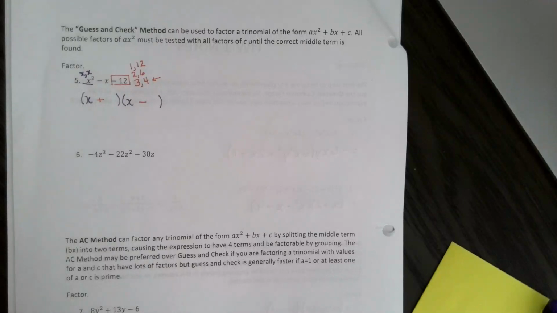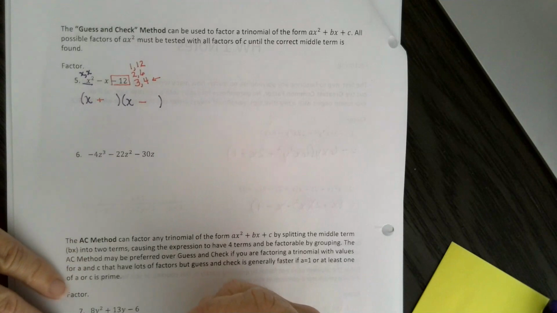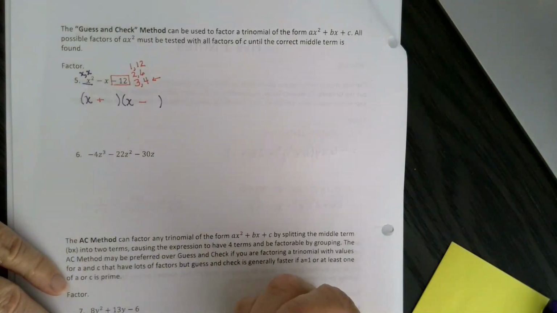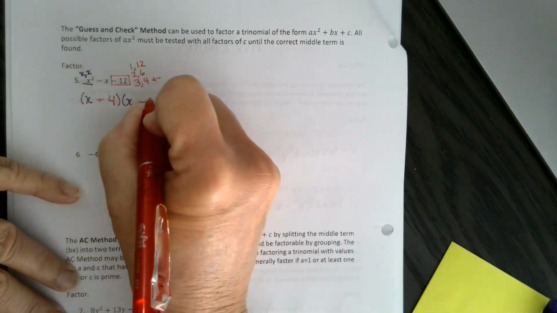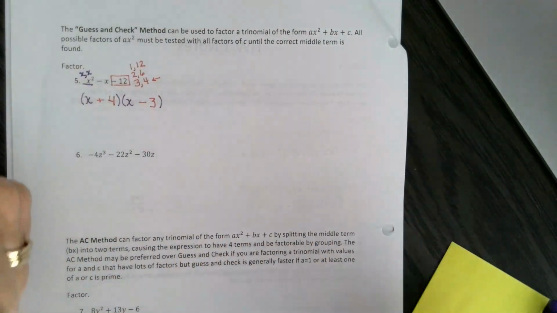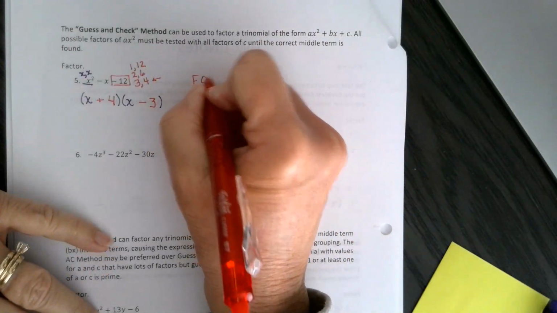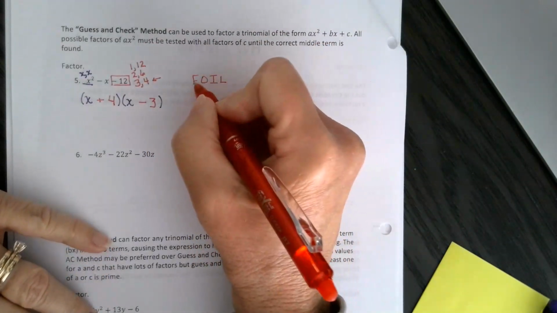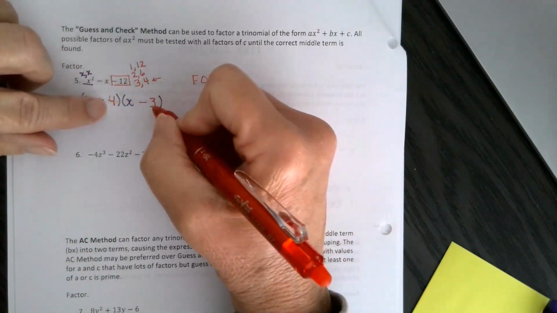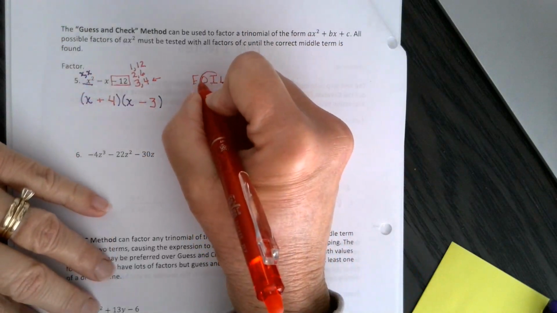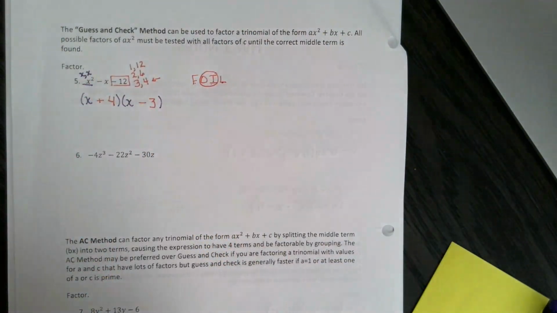But the reason it's called guess and check is you try something, then you check it with FOIL to get that middle term, and if it doesn't work, then you try something else or you guess something else. Now I'm going to do this wrong, okay? I'm going to put the 4 here and the 3 here. Now when I check using FOIL, I shouldn't have to check the first and the last, because the first came from here and the last things are going to give us negative 12. So the only thing I'm worried about is the OI part, the outsides plus insides.